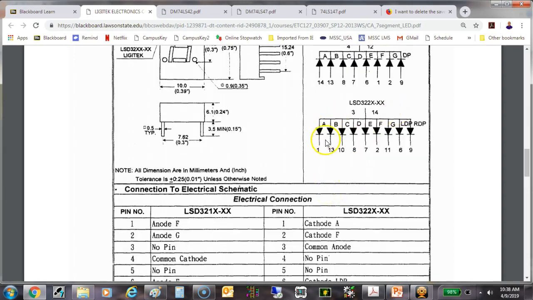So here's the A segment. It goes to pin 1. B segment goes to pin 13. C segment goes to pin 10. D segment is pin 8. E segment is 7. F is 2. G is 11. And then the left-hand decimal point would be pin 6, and a right-hand decimal point would be pin 8.